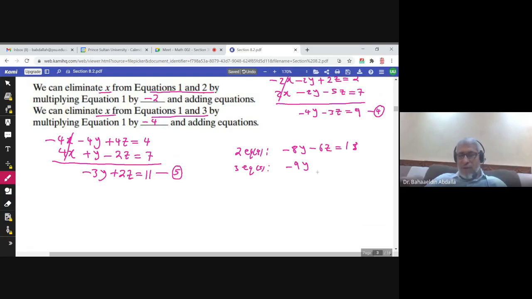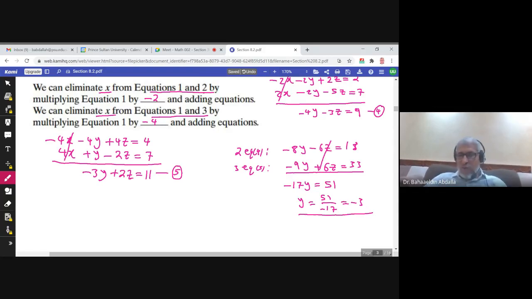-9y plus 3 times 2, 6z equals 11 times 3, 33. Now if you add, you get negative 17y, and z would be cancelled, and 18 plus 33 is 51. So y would be 51 over negative 17, which is negative 3. So now you have the value of y.